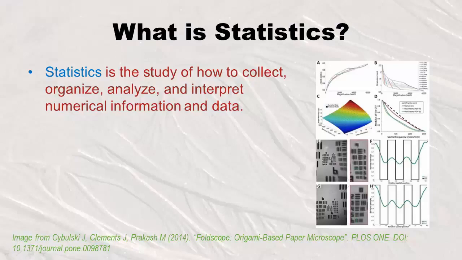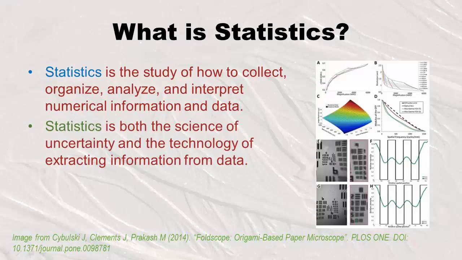So how do you do that? You kind of have to analyze it. You kind of have to interpret it. So it's not that easy. So statistics is both the science of uncertainty and the technology of extracting information from data. So in other words, if you've got a bunch of data about like a restaurant, you don't know how it's going to be if you actually go there, right? You don't know for sure. But so it's a science of uncertainty.